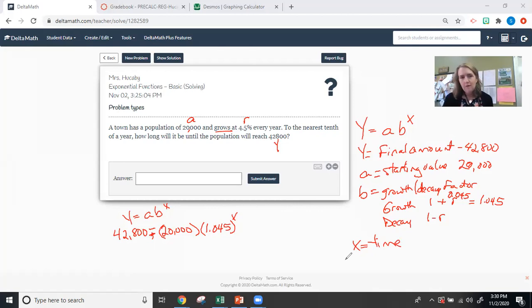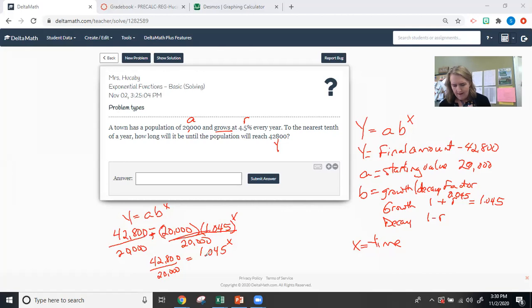First thing, we need to isolate this x. So we're going to divide both sides by 20,000. So 42,800 divided by 20,000, I'm not going to calculate this yet. I'm going to show you how to use a calculator on Delta Math. That equals 1.045 to the x power. And sometimes the more you use your calculator, the more you round and the more inaccurate your answer is.